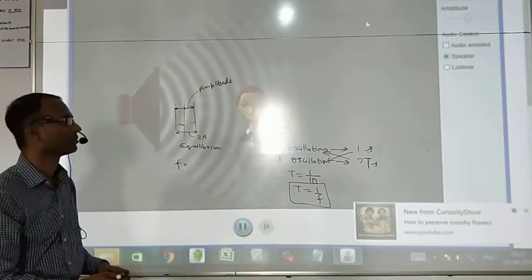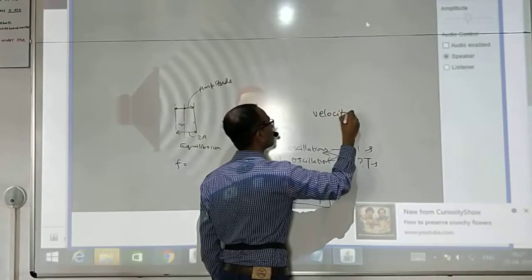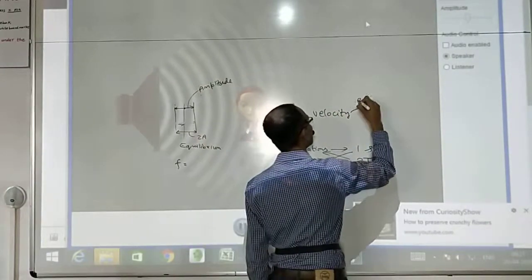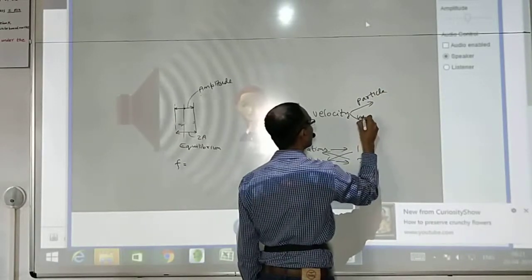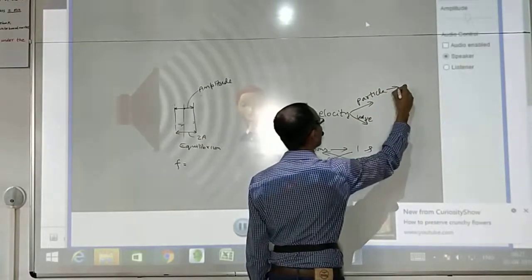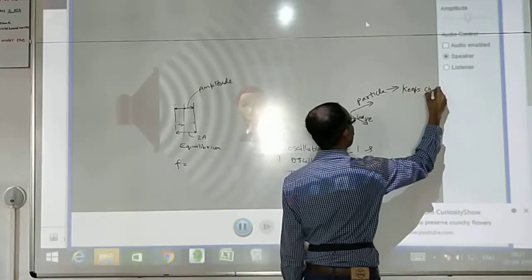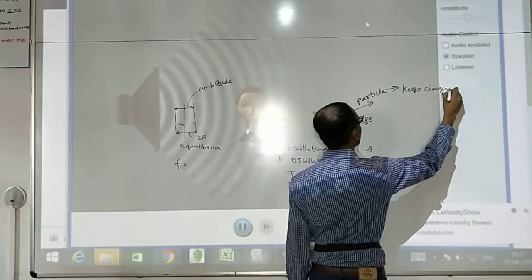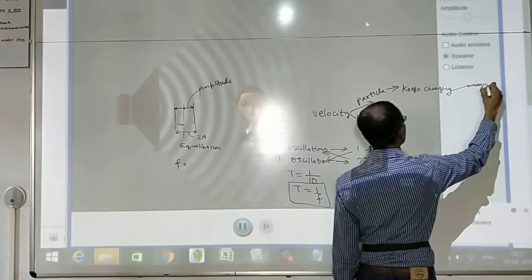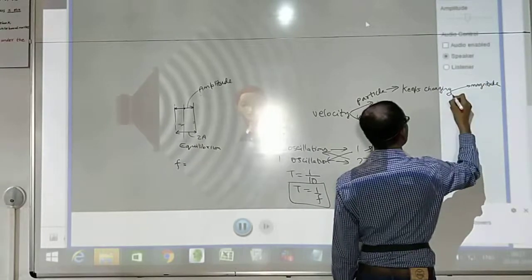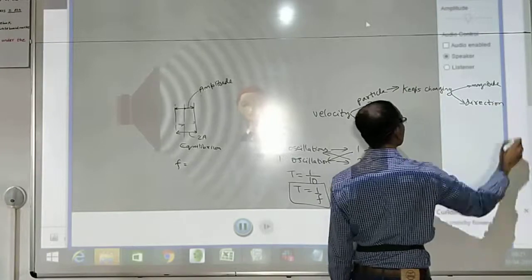Write it down. Velocity can be of particle, can be of wave. Particle velocity keeps changing both magnitude and direction. Okay?